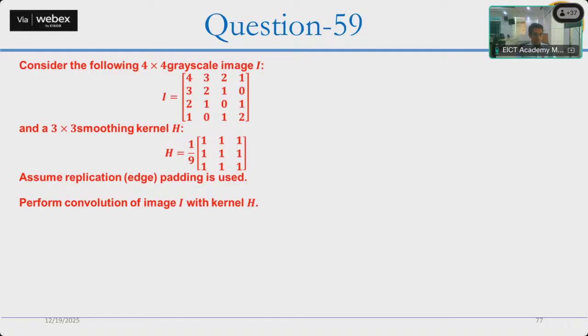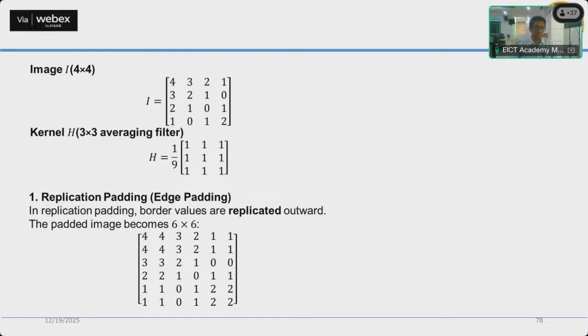So here we will now perform the convolution of image 1 with kernel H. What is this kernel H? Kernel H is the filter. What are you going to do here? Again, you have taken the image and then you have taken the filter. Which filter have we taken? We have taken the average filter.